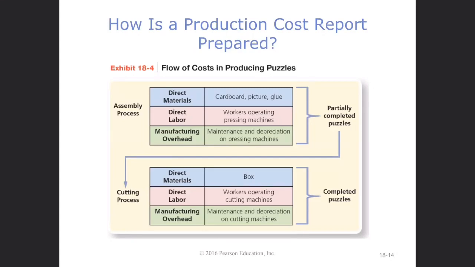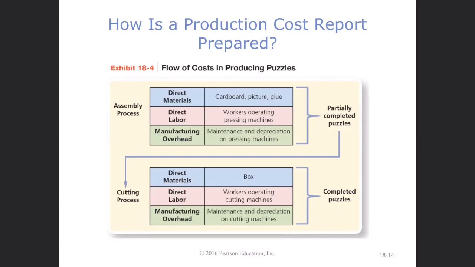The people who are putting those items together, our workers who are operating the machines, that's our direct labor. And then our manufacturing overhead is if there happens to be any maintenance or depreciation on our machines. So if a machine breaks down, we have to fix it. That's going to go in our manufacturing overhead account.